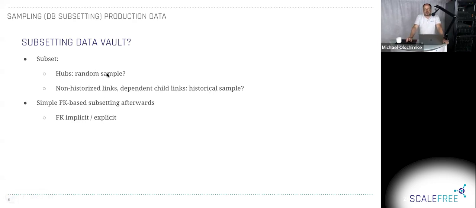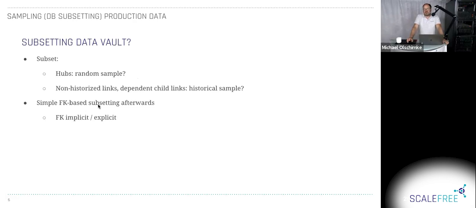For those, you might need to add additional business keys from the hubs, because these links refer to business keys or hash keys that you didn't include into a random sample, but it's easy. You can quickly identify the hash keys from the hub references in the links, which you don't have in the hub yet. So you add them essentially.